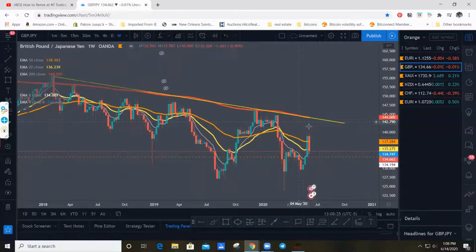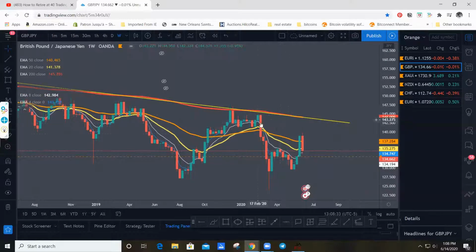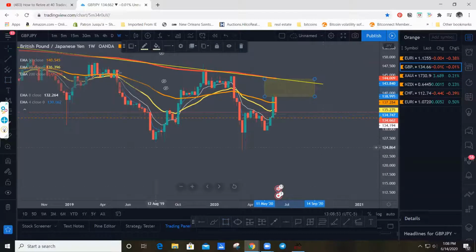Price could be coming back towards this 200, but it has a strong resistance right here. Price can drop back to this zone. So these are two things, because it's already at this support.